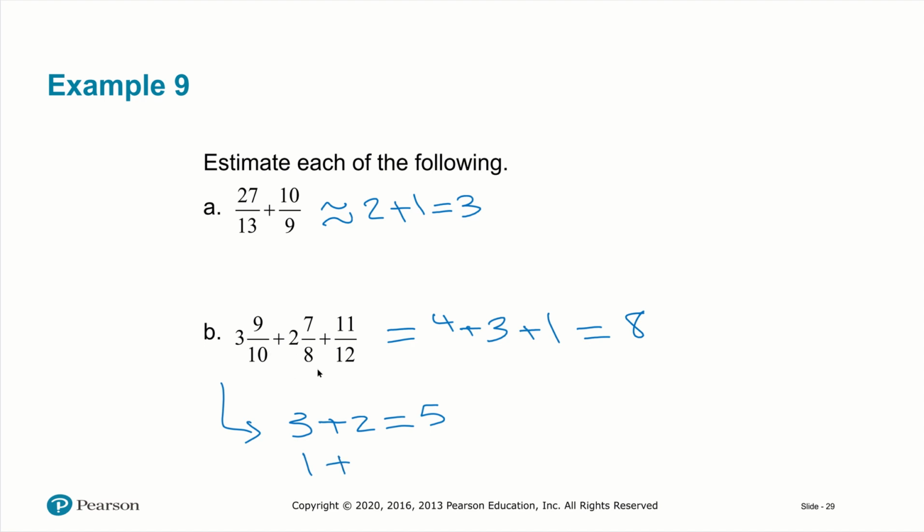This will be close to 1, so another 1. And so will this, 11 over 12, 1. So we get 3. Once again, 5 and 3 give us 8. So either way, right? Okay, so that's how we estimate here.